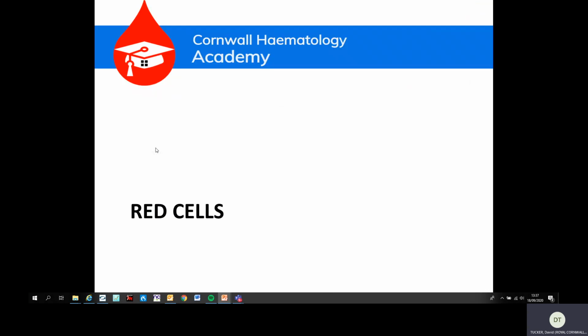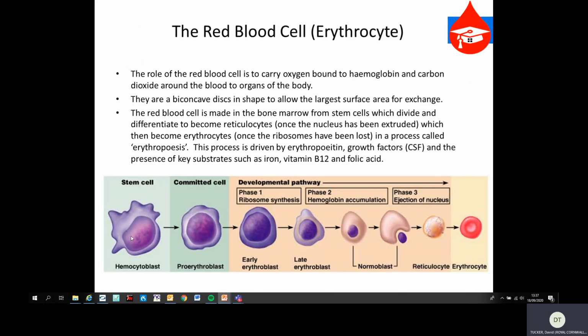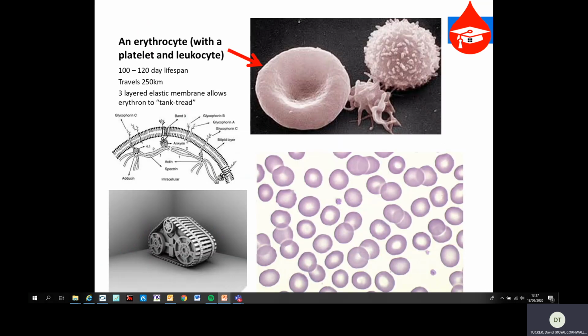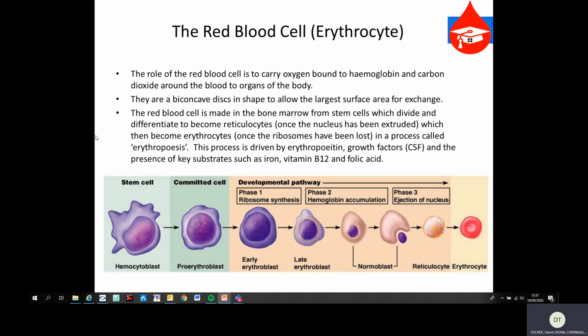Okay, so we're going to look at the red cells. Red cells are made in the bone marrow, and their role in the blood is mainly carrying oxygen and carbon dioxide. They are gas transfer cells, really, which is why they have a high surface area to volume ratio, because you want lots of surface area for them to be able to move gases in and out compared to their actual volume.